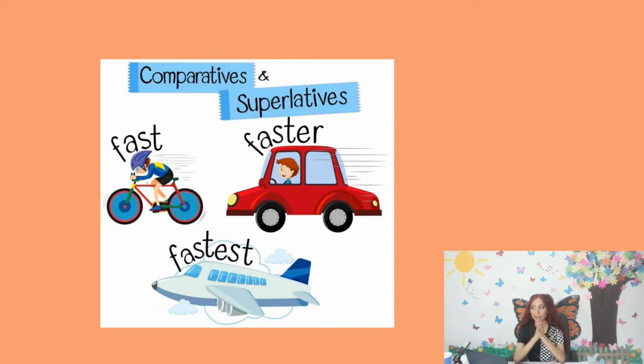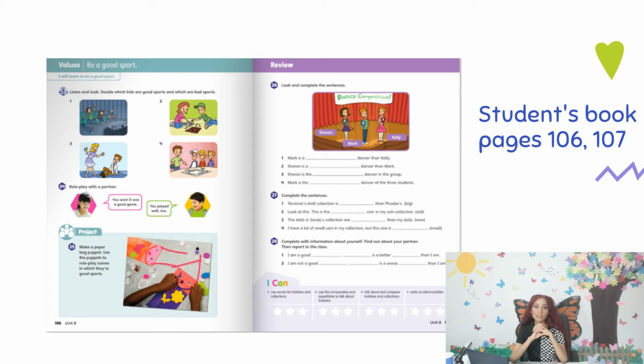Okay, and that's it. So if you don't have any questions, I think that we can go to the students book page. We have 106, 107, and this is not a lot. It looks like it, but it is not. Activity 23 on page 106. Listen and look. Decide which kids are good sports and which are bad sports. Okay, so we're going to write above the picture, debajo o arriba de la picture, vamos a escribir good or bad. Okay, depending on it, we have it.